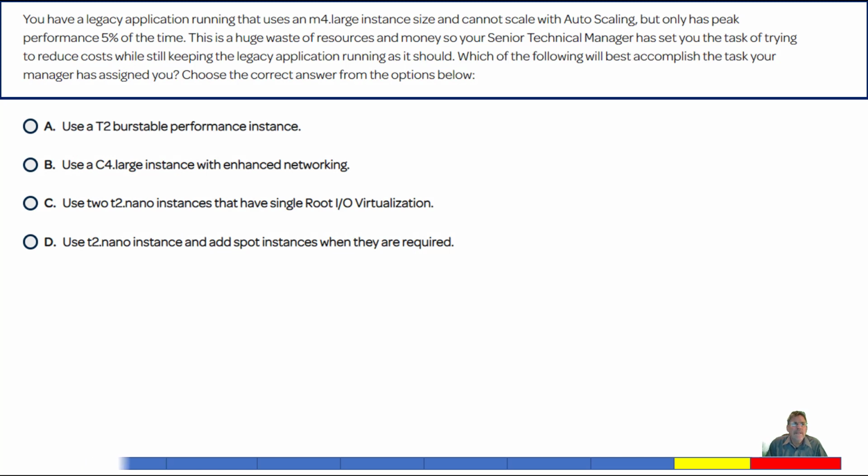You have a legacy application running on M4 large instances. They cannot scale in auto scaling, but only peak performance 5% of the time. So we have something that is running on M4 and it can't do auto scaling, but we're wasting resources because only 5% of the time it needs all the resources. The rest of the time, it has a peak of 5% of the time. So very infrequently peak. Do we want to use enhanced networking, more nano instances, burstable?